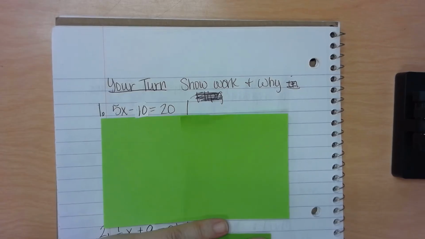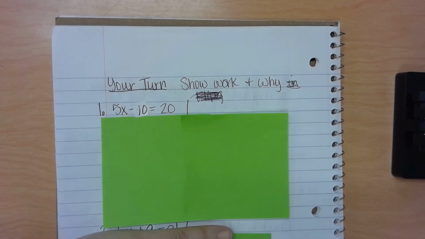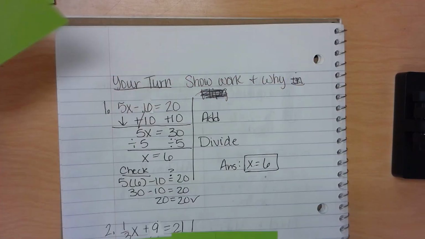Okay, now it's time for some your turn practice. I do want you to show your work and tell why, just as I did on the example a minute ago. And you're going to enter your answer into Edpuzzle. So what would be the solution to 5x minus 10 equals 20?